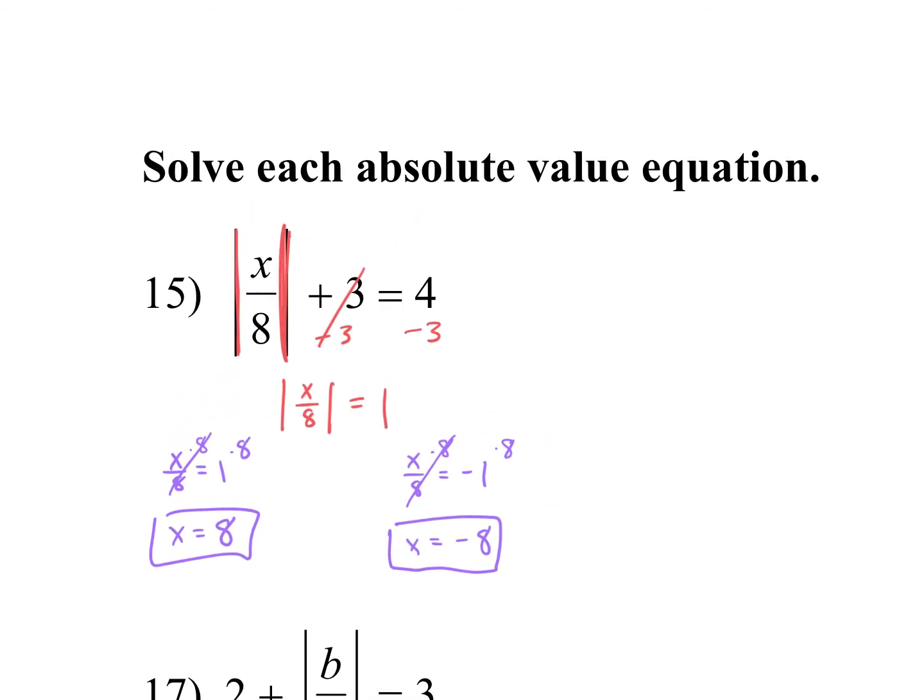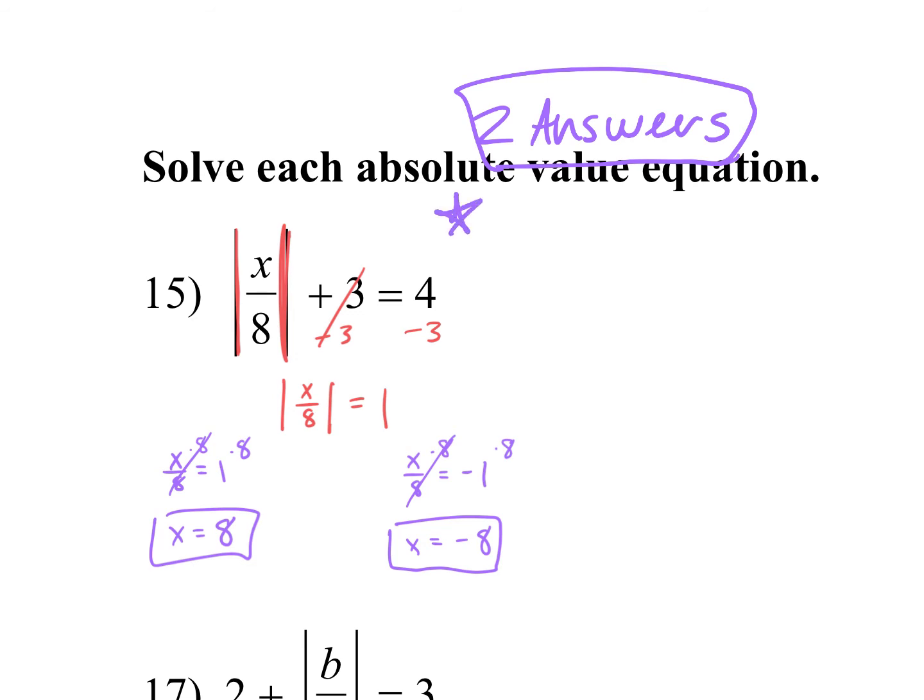For absolute value questions, you will have two answers because you have to split it. So you have to split it to get rid of the bars. Any questions here?